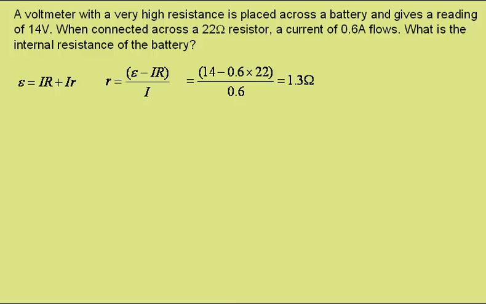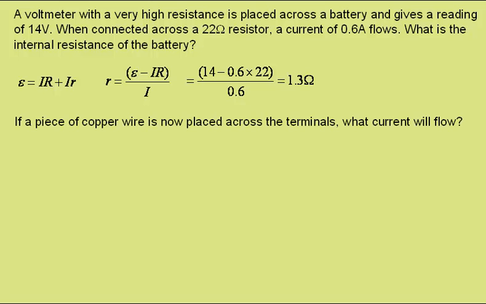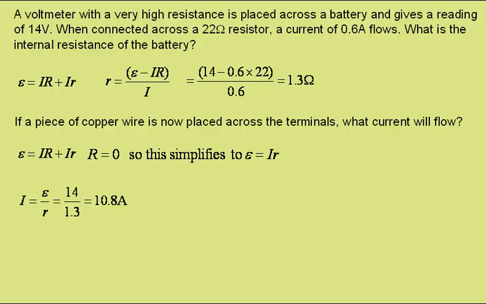Now for the second part of the question, if a piece of copper wire is now placed across the terminals, what current will flow? Well, copper wire has a very low resistance, so we can assume that the battery has been short-circuited. And so, from this term, the resistance is 0, and this simplifies to EMF is equal to current multiplied by internal resistance. We can rearrange that to get the current equal to the EMF divided by the internal resistance, which is 14 volts divided by 1.3 ohms, giving a current of 10.8 amps.